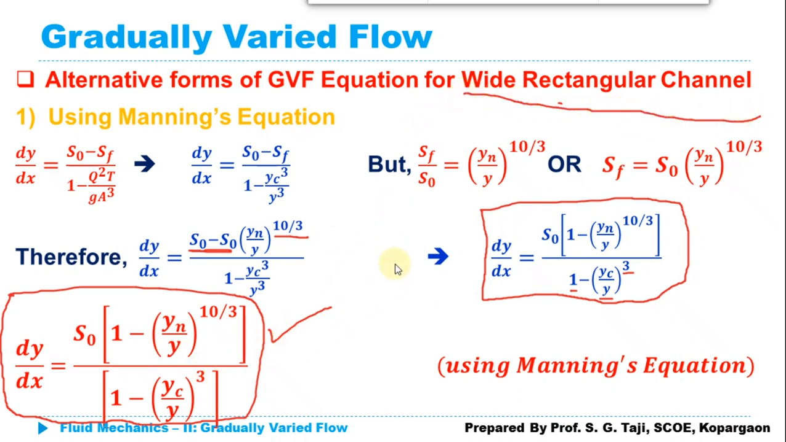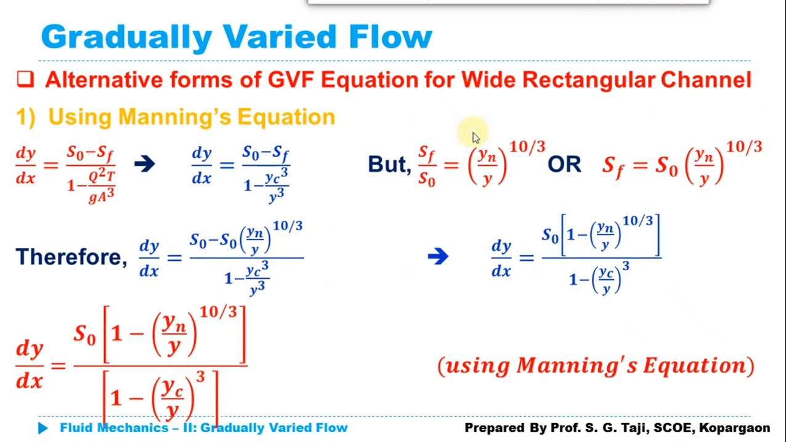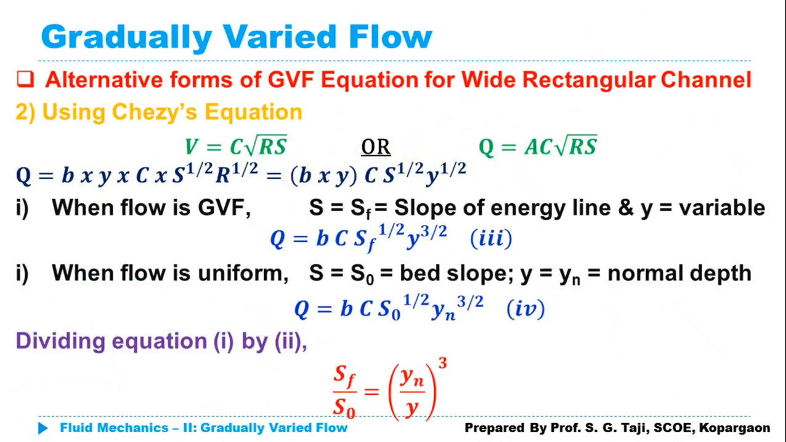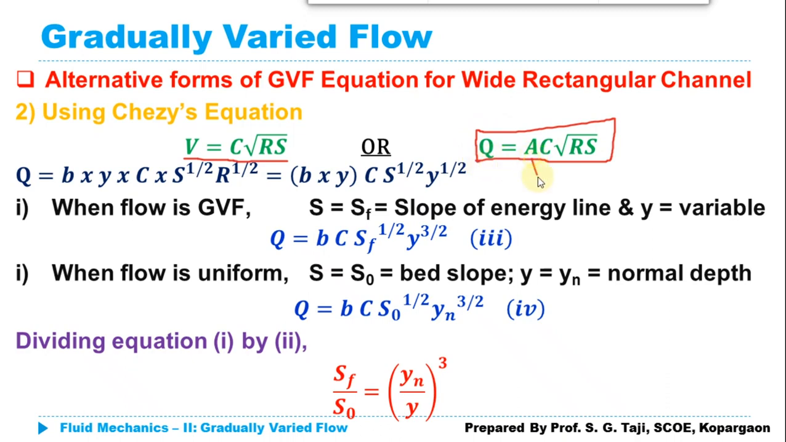Now we can simply derive the same equation by using Chezy's formula. So what is Chezy's formula? Now we will proceed with that derivation. Chezy's formula is given by the equation V is equal to C under root of RS, or can also be written as Q is equal to AC under root of RS. Again I am going to put the values of A and R. We know that A is given by B multiplied by Y and R is equal to Y for the wide rectangular channel.